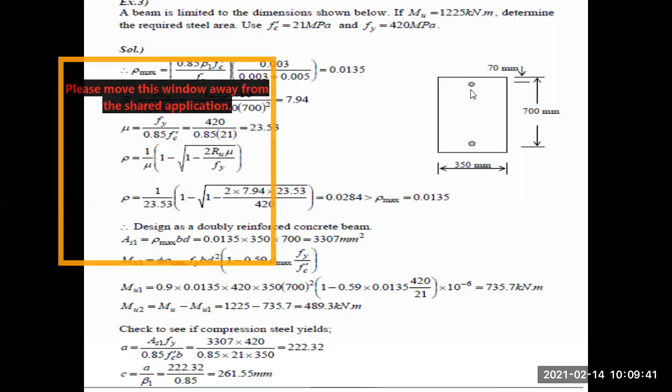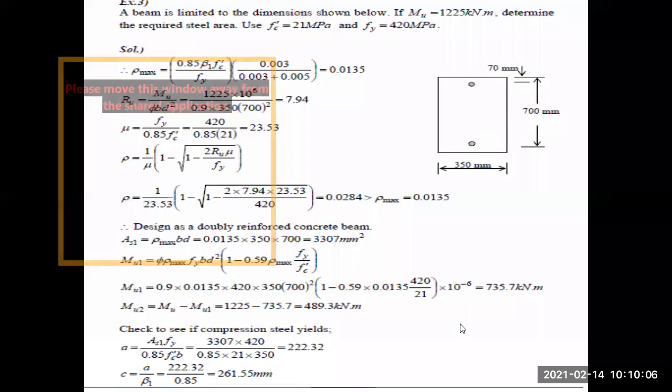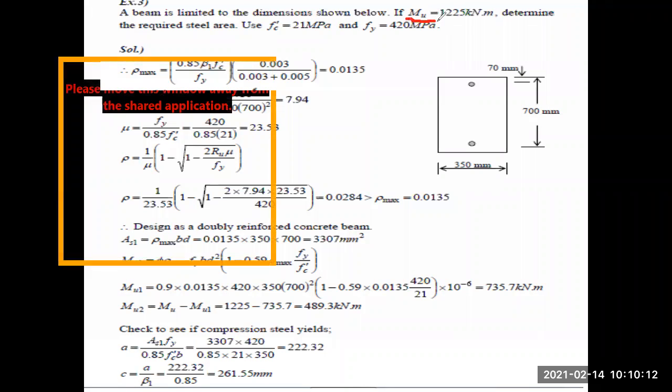Nobody would tell you that the section is doubly reinforced, with two reinforcements, one in the tension side and the other in the compression side. You should verify by yourself with simple calculations to know if the section is singly or supposed to be doubly. As long as the moment is given, we can verify that.